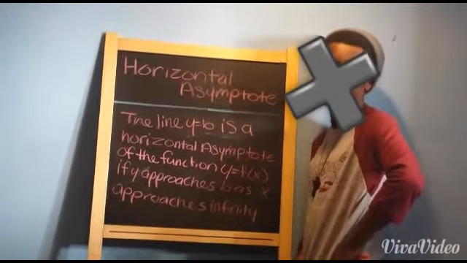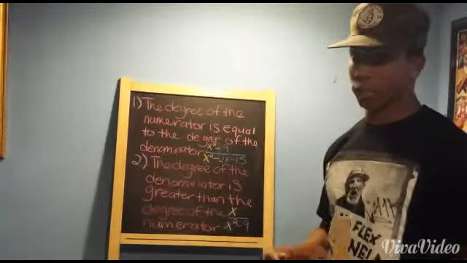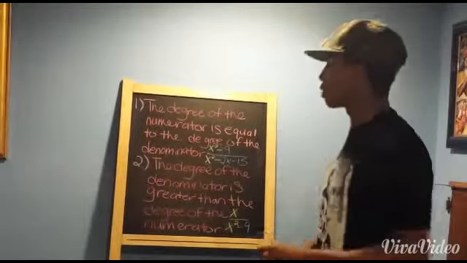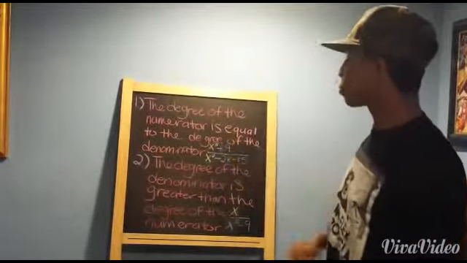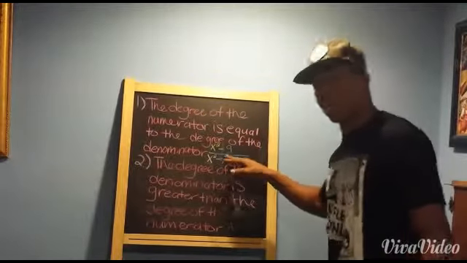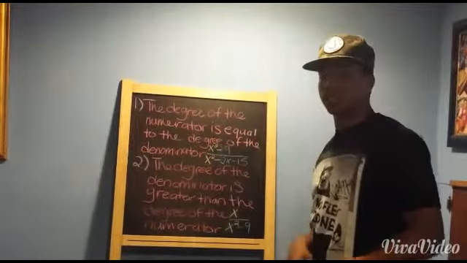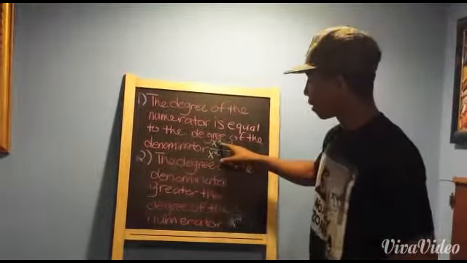When looking for horizontal asymptotes, there's three ways of approaching it, alright? So you want to make sure that you're using the right method, that way you don't come out with the wrong answer. So the first method is when the degree of the numerator is equal to the degree of the denominator. An example of this is here, when we have x squared minus 9 and x squared minus 2x minus 15. As you can see, we have x squared and x squared, which is the same degree.